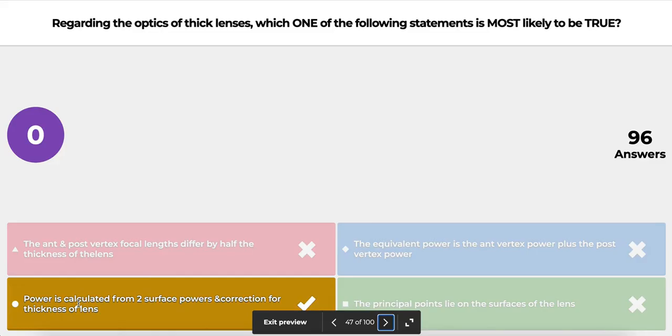C is the right answer. So let's analyze the question. The anterior and posterior vertex focal length are not different by half of the thickness of the lens. This is not true, and this is not mentioned in the equation.